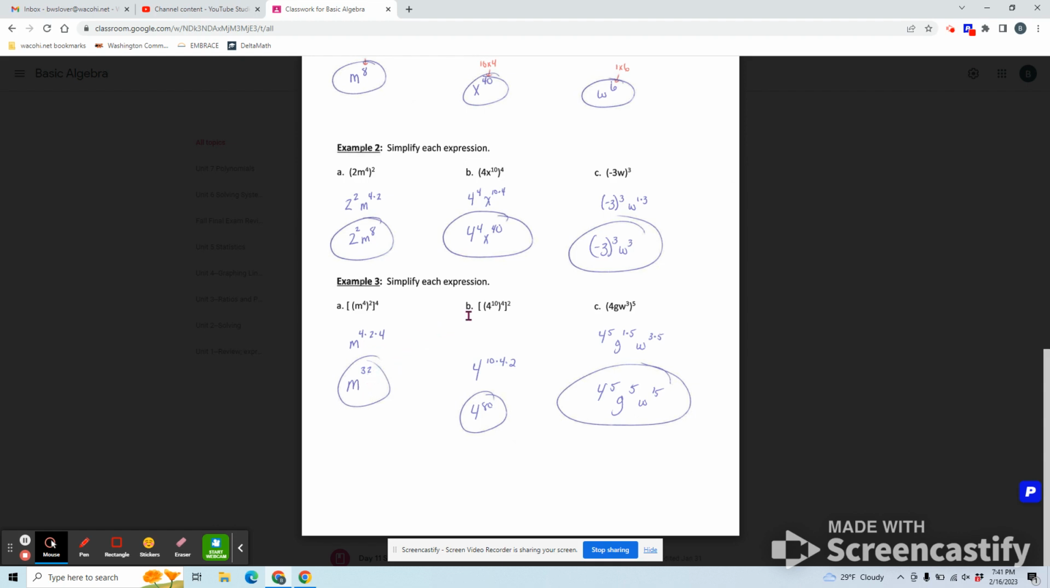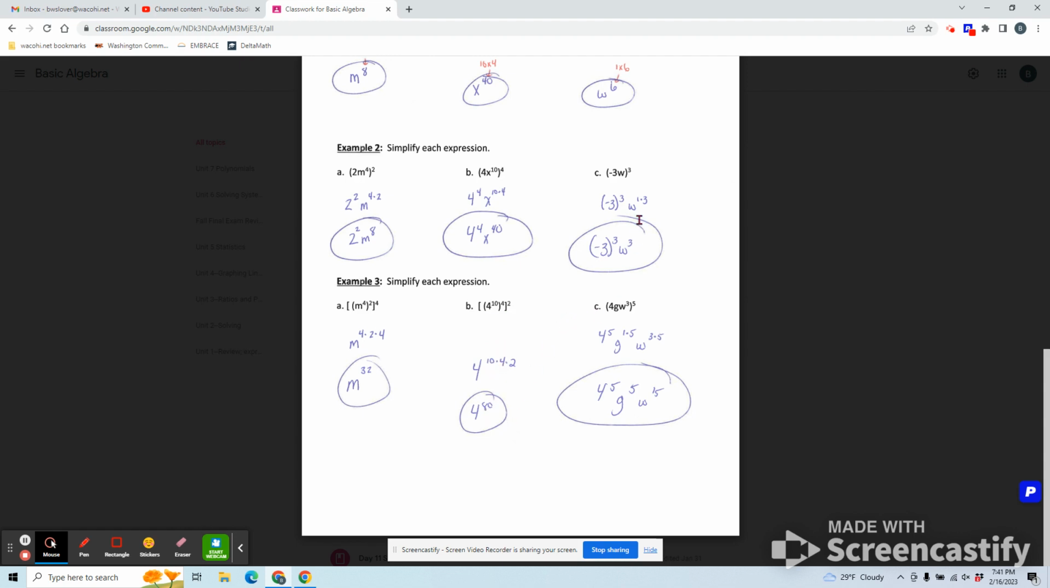Same idea for letter B. The only difference is my base here is m, which is a variable, and my base here is 4. That base of 4 stays a 4. It doesn't change. The only thing changing in this one is those exponents. So 10 times 4 times 2 gives us 80.